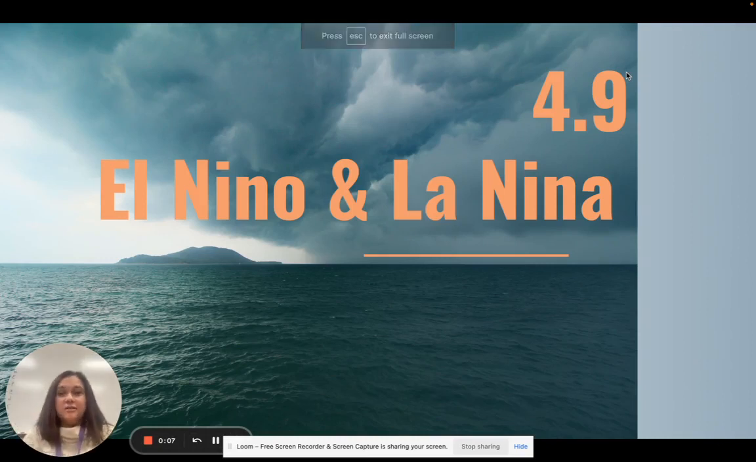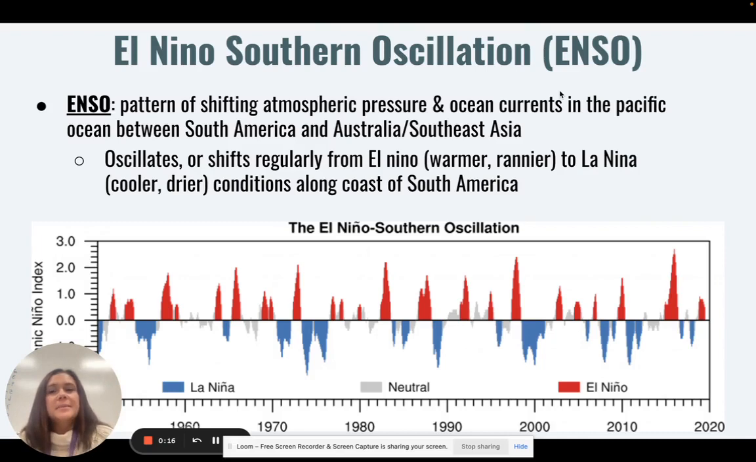Now that we have had a chance to look at all of these different climate driving phenomena, we're going to jump into El Nino and La Nina. You've probably heard these terms before because they come up as we talk about weather. The big term is El Nino Southern Oscillation, an ENSO pattern. Notice that this is a pattern. We go back and forth between El Nino and La Nina conditions, and we also have neutral.